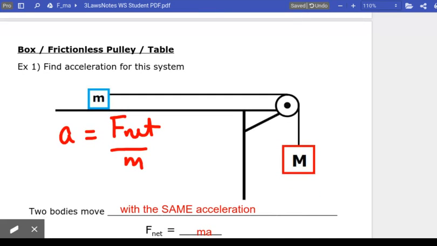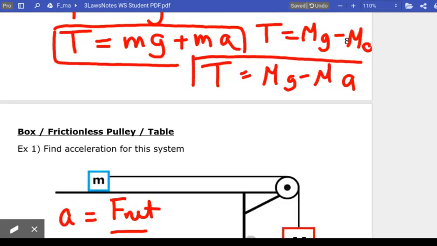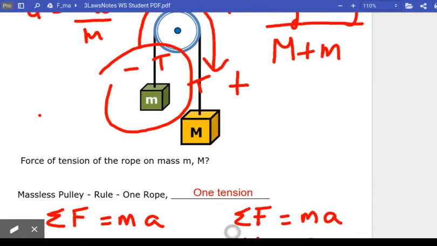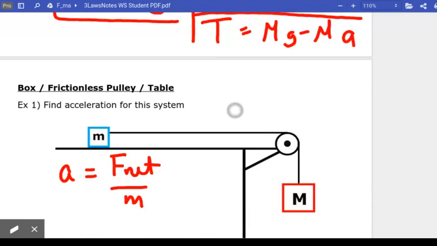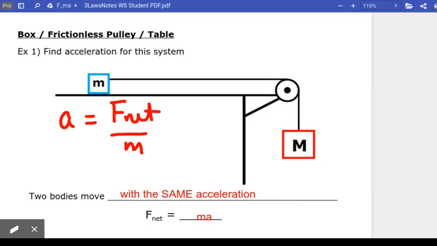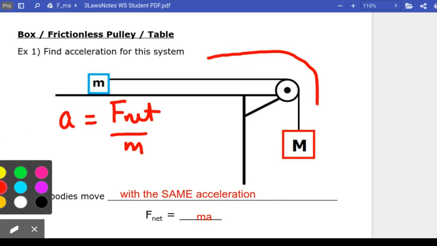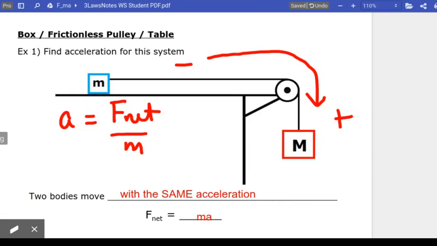So Fnet equals ma. These two bodies will move just like the last two bodies. Here's something I should have pointed out. When this box is let go, the big M will have the same acceleration as the little m. And that's true about this system as well. Once this big mass is let go, the acceleration of little m will be the same as the acceleration of big M. Let's establish our positive. Could have called that positive and this negative. So the two bodies move with the same acceleration, and Fnet equals ma.